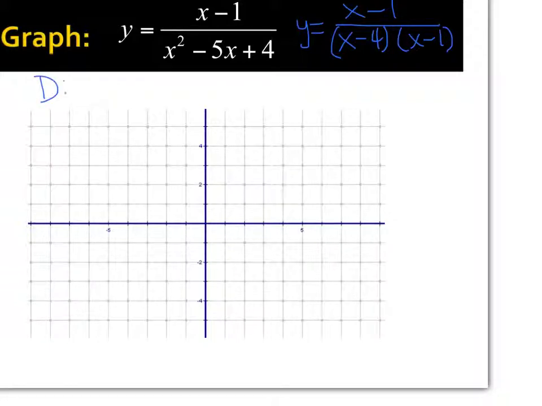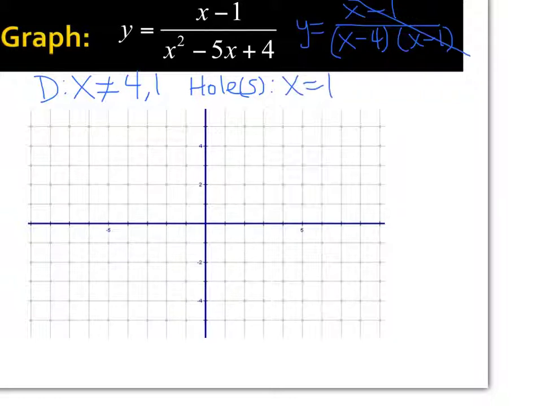Our domain is all real numbers except x cannot equal 4, because that would cause my denominator to be 0, and 1, because that would also cause my denominator to equal 0. Moving on. Holes, if we have any holes. Well, holes are what we have to cancel. I can cancel the x minus 1 and x minus 1, so I have a hole at x equals 1.